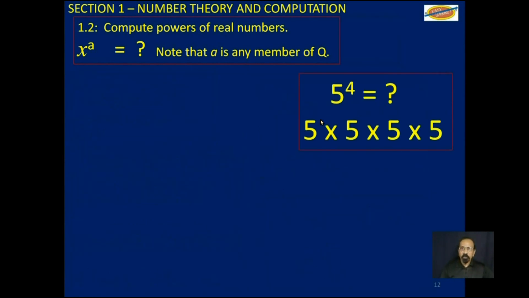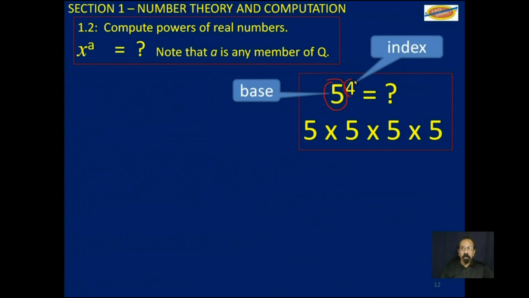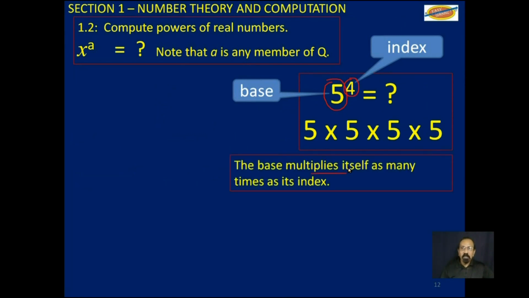Before we go, let's make sure we understand what we are talking about. If you see 5 to the 4th power, what is that? That really means 5 multiplied by 5 multiplied by 5 multiplied by 5. This 5 here is called the base, and that 4 there is called the index. The base multiplies itself as many times as its index. Note, this is not 5 multiplied by 4. It is 5 multiplied by itself 4 times.